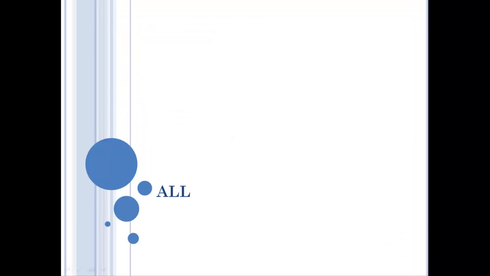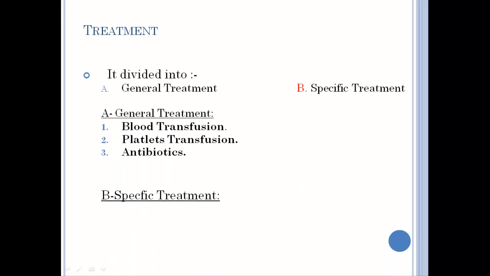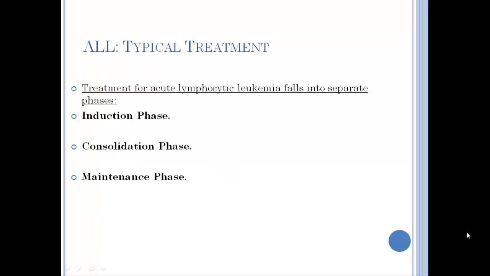And finally, we will talk about the treatment and prognosis of acute lymphoblastic leukemia. We can classify the treatment into two categories, general treatment and specific treatment. In general treatment, we treat the symptoms, so we give blood transfusion in case of anemia, platelet transfusion in case of thrombocytopenia, and antibiotics to treat the infection. Sometimes we give antiemetic drugs to prevent the vomiting. Specific treatment includes cytotoxic drugs, radiotherapy, and stem cell transplantation. We'll talk about them in detail in the next few slides.